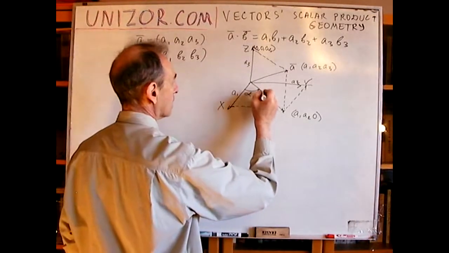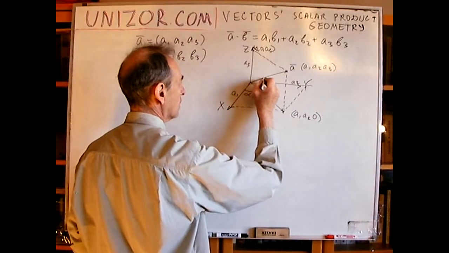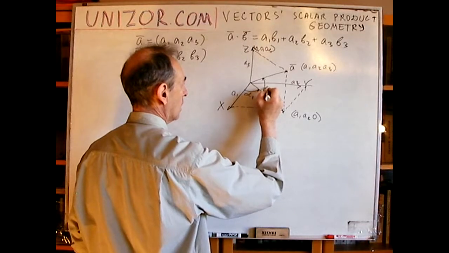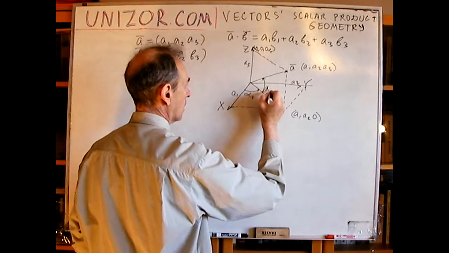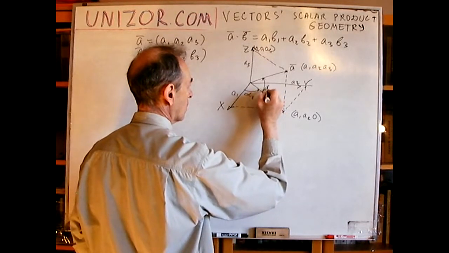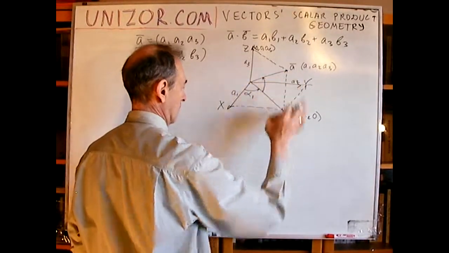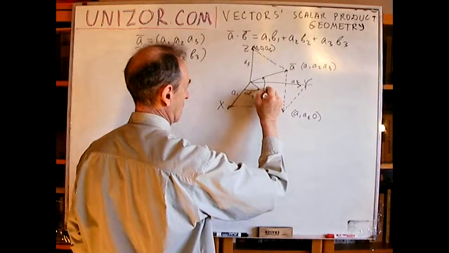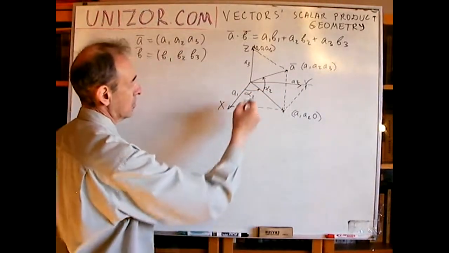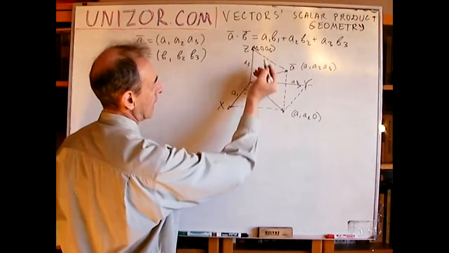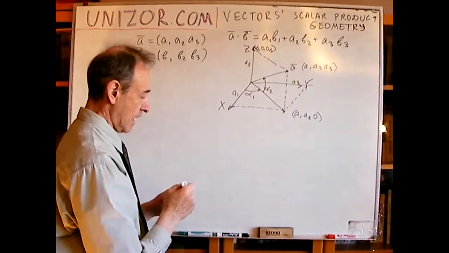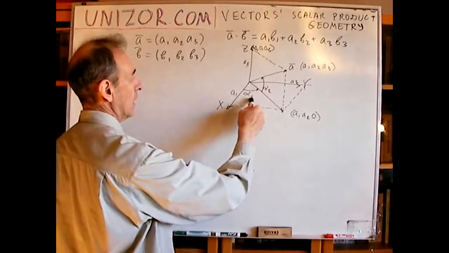Now, the second angle would be vertical, alpha 2, between this projection and the real vector. So I will use these two angles.